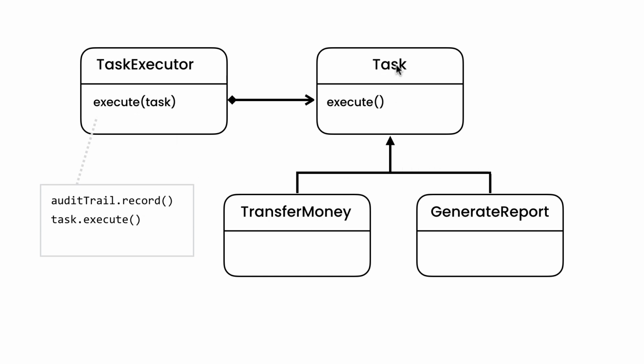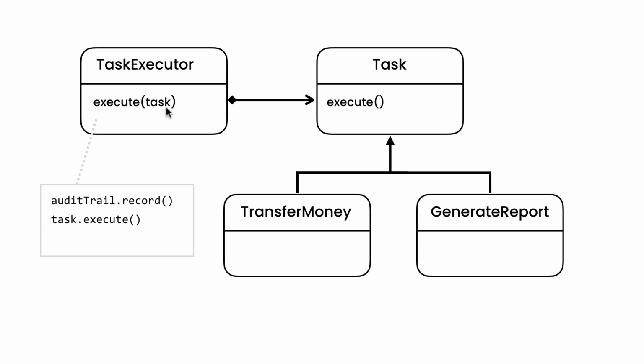Now here we have an interface called task with a single execute method, and we have concrete implementations of the task interface. Now, in the execute method of the task executor, we simply call task.execute, and task is a parameter that we have added to this method. So we are delegating or forwarding the execution of a task to a task object. This is the strategy pattern, okay?